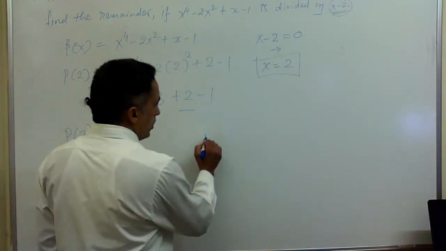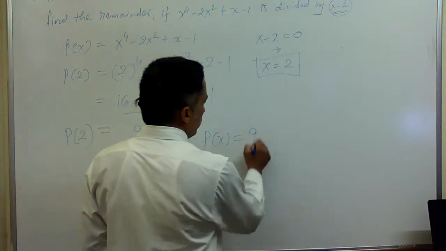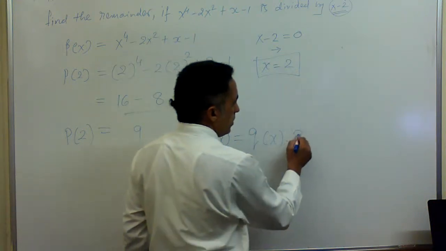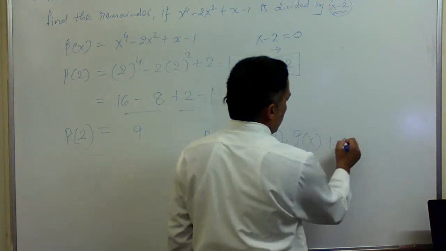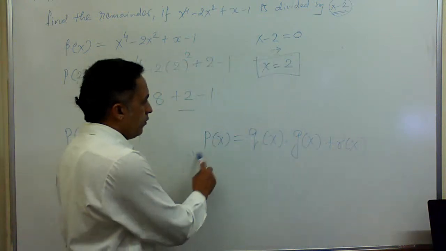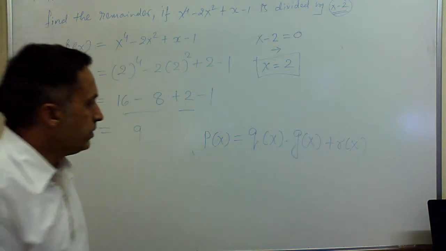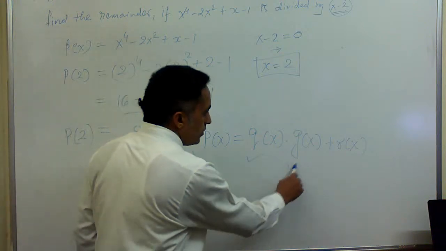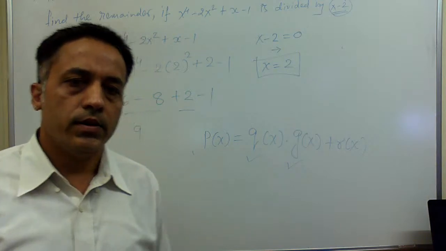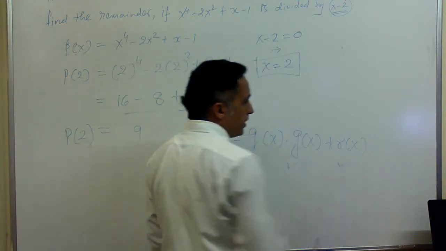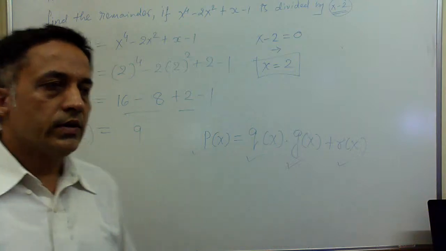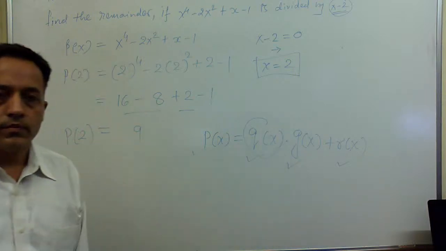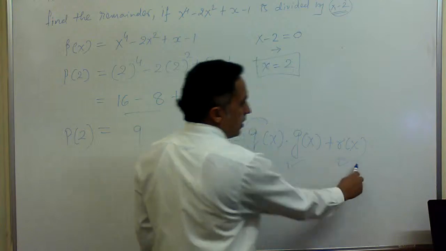As per the division algorithm, p of x is equal to q of x into g of x. P of x means the given polynomial dividend, q of x which is quotient, g of x means divisor, and r of x means remainder. Here we are not aware with the quotient, but we are aware with the remainder.